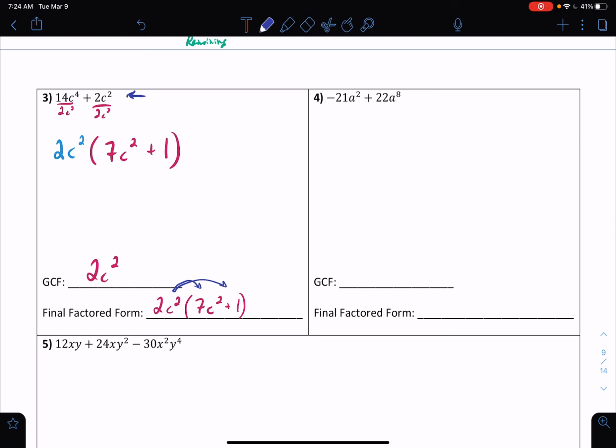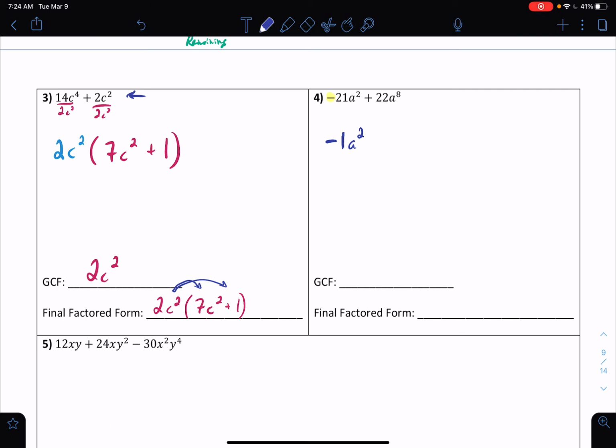Okay? And then next up we've got negative 21a squared plus 22a to the 8th. The first thing we see is negative, so I need to factor out a negative sign. What goes into 21 and 22? Nothing, just 1. So we could factor out a 1. All right, and then what about a squared and a to the 8th? Well, this first term has a to the 2nd to offer.